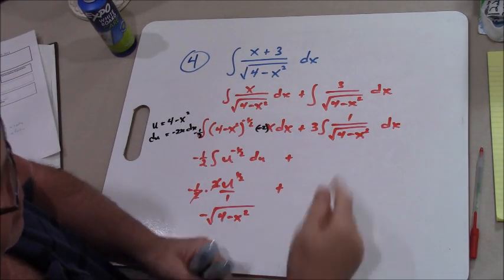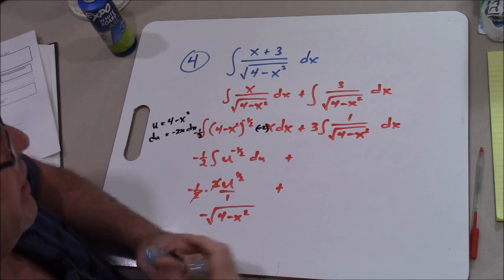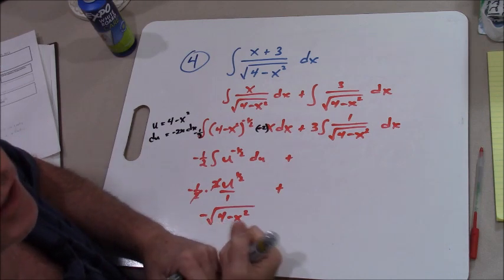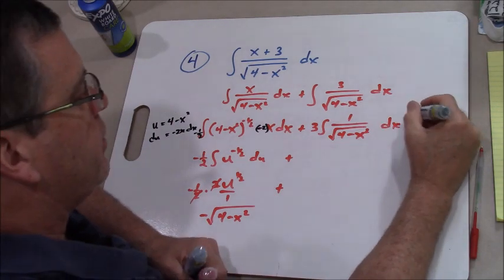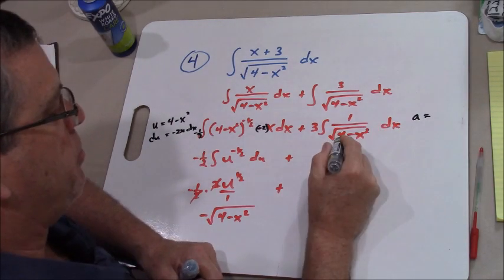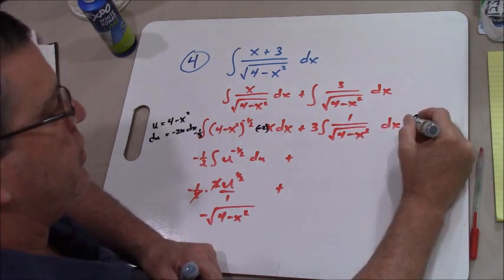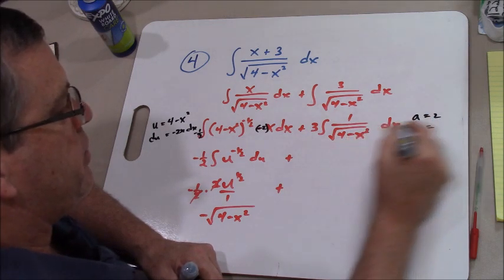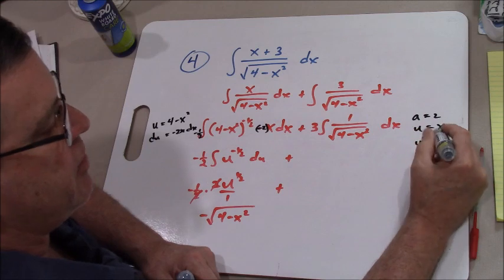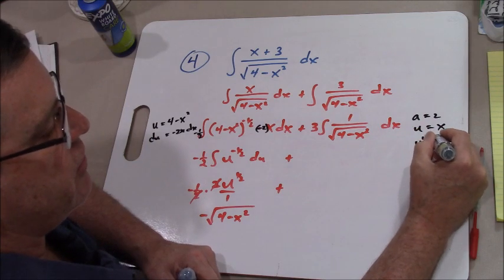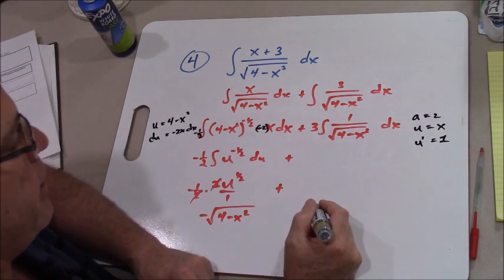So with inverse trig functions, one of the things I told you guys that's probably the most important is figure out what a is and figure out what the u value is going to be. So a is going to be the square root of this, which is 2. U will be the square root of this, which is just x. And then I want to make sure I know what u prime is because I need to see that in the numerator. And the derivative of x is just 1.